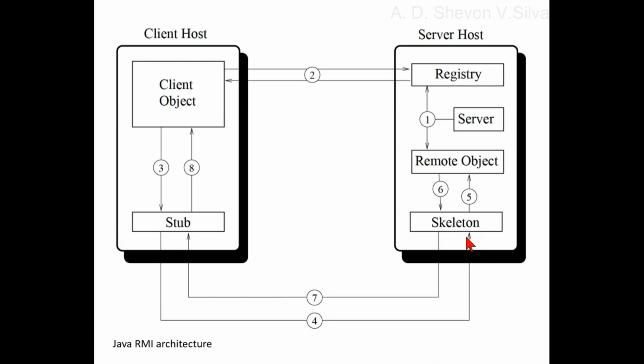The skeleton object extracts the method name and parameters from the message, called unmarshalling, and invokes the appropriate method on the remote object with which it is associated, shown by arrow 5 here. The remote object executes the method and passes the return value back to the skeleton, arrow 6 here. The skeleton in turn marshals the return value in a message and sends this message to the stub object, arrow 7. The stub unmarshals the return value from the message and returns this value to the client program, arrow 8.